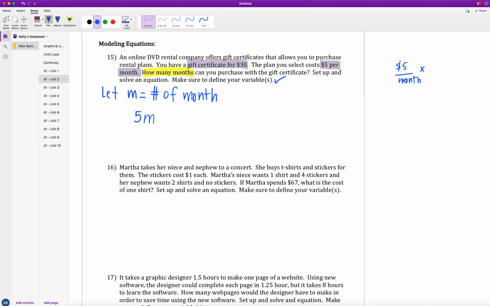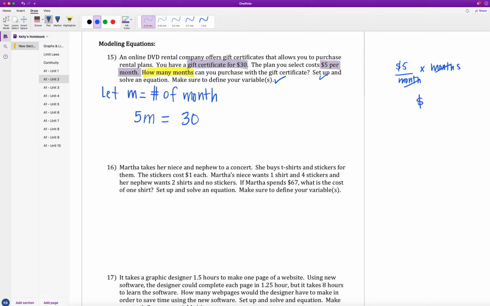And then I'm multiplying by M, which is the number of months. So the months would cancel and I would end up with a dollar amount. So 5M is going to equal our 30, since that is the $30 that was in our gift certificate. This would then be the equation. So we have now set up an equation and defined our variable that is in that equation.